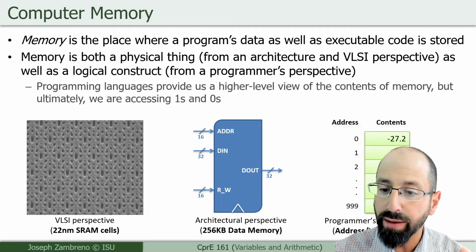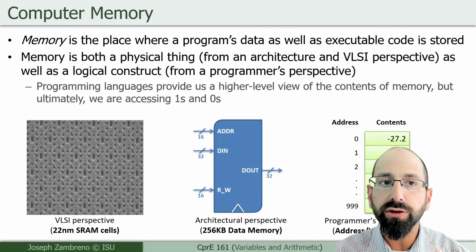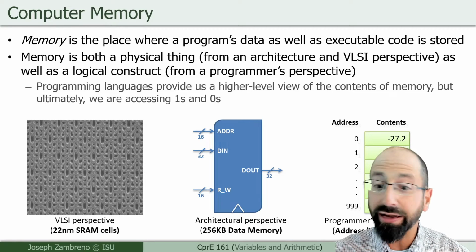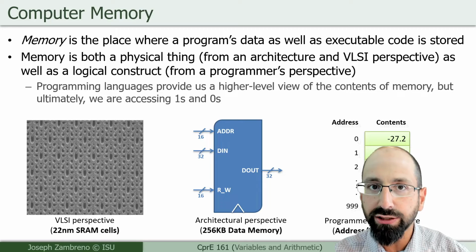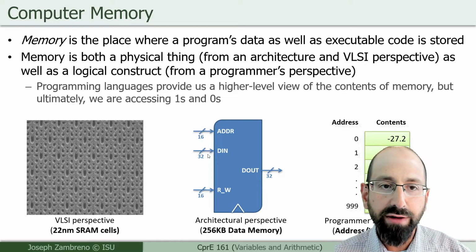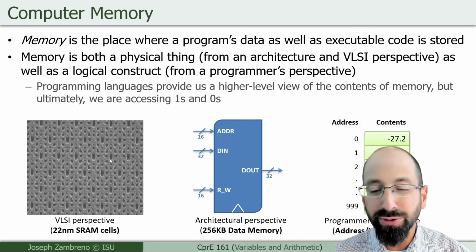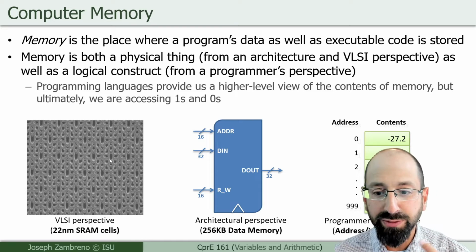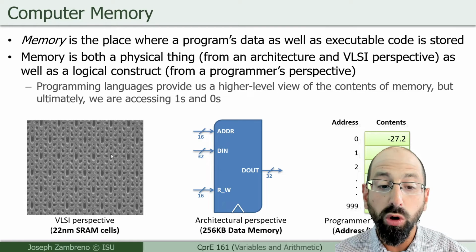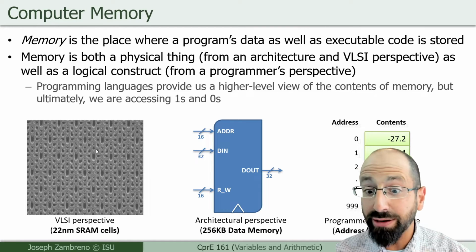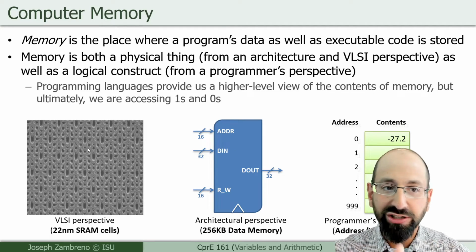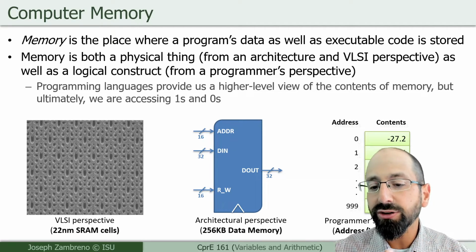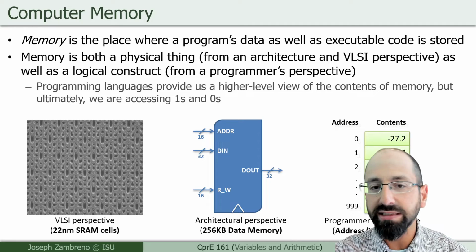Programming languages, by design, are there to provide us with a higher level view of the contents of what we have in memory, but ultimately, what we are doing is always accessing these binary values, these ones and these zeros in memory. So we have the VLSI perspective, or the semiconductor perspective, of what we can have for our ones and zeros. This is SRAM technology, where our ones and zeros are actually transistors stored in a certain arrangement, and that's how we have our ones and zeros.